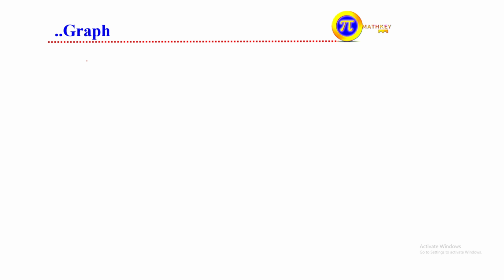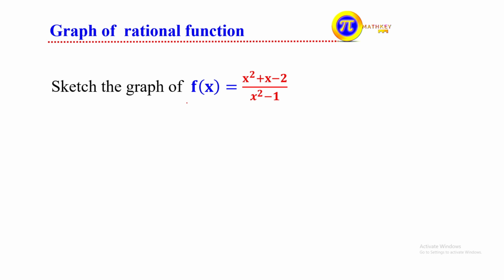To sketch the graph of a rational function, when we apply or encounter this kind of rational expression or function, what do we do? The first case is to simplify. If they have a common factor, first we simplify them. We cancel the common factors by restricting the domain. After that, what do you try to find?